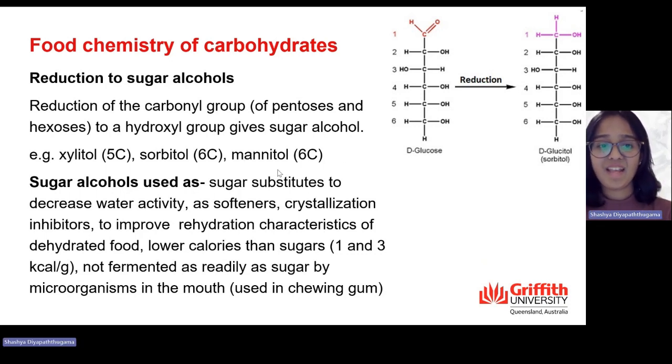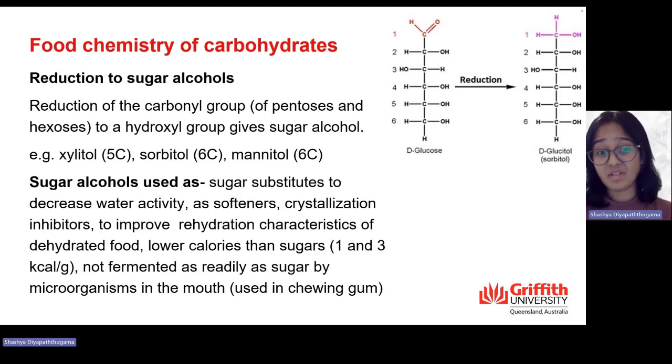glucitol, etc. And then these sugar alcohols are used in food industry to decrease the water activity, which means these sugar alcohols can attract water and that decreases the amount of water that is available for reactions. And also they act as softeners. That is again because they can attract water and they can inhibit crystallization, improve rehydration characteristics of dehydrated food due to the same reason that they can attract water.